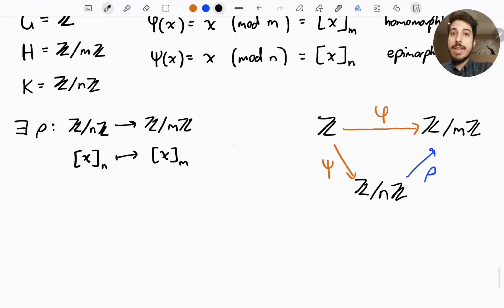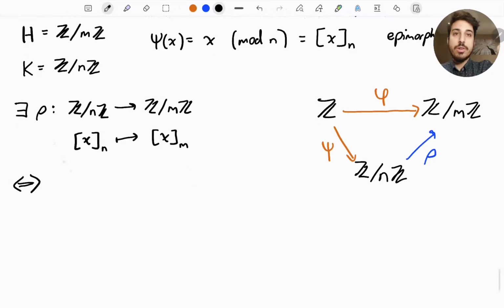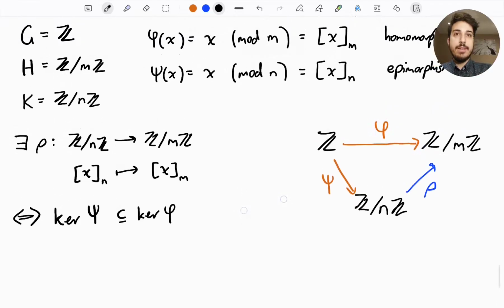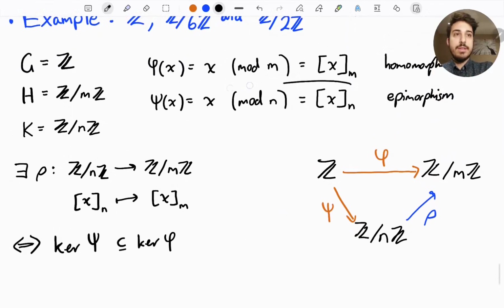There exists such a rho if and only if, remember the first result, the kernel of psi is inside, or a subgroup of, the kernel of phi. It just suffices to say a subset for now. We don't really care about subgroups. Let's just consider it being a subset because that's sufficient. So the kernel of psi, taking the integer mod n, is included in the kernel of phi, taking the integer mod m.